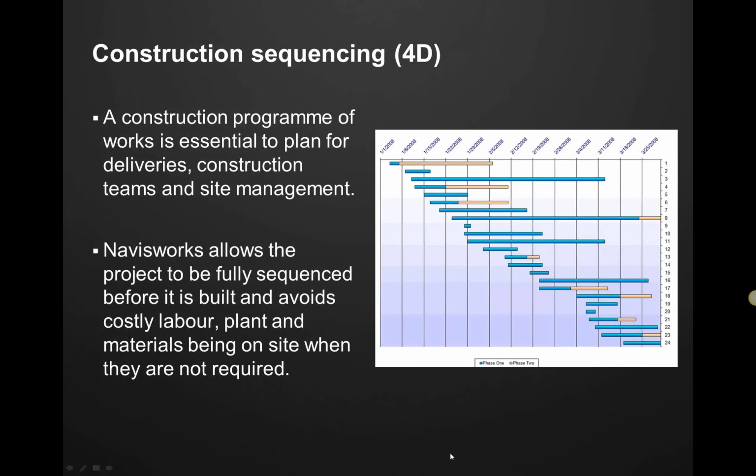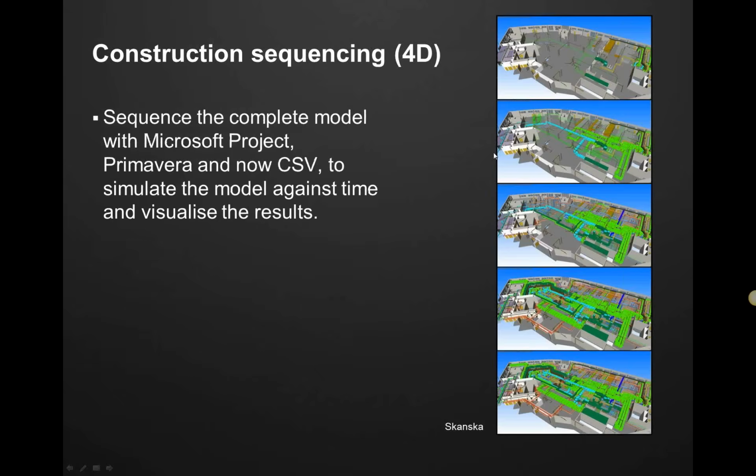The feature inside Navisworks is called Timeliner. There's another idea of 4D sequencing: sequence the complete model with Microsoft Project, Primavera, and now CSV, to simulate the model against time and visualize the results. You can see here we've got a series of different models, and you can basically run animations. We'll show that as we go through the presentation.